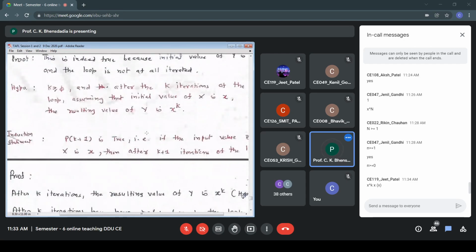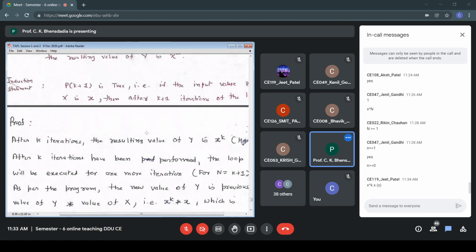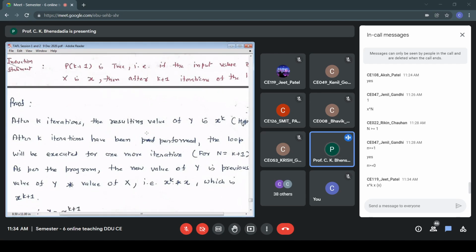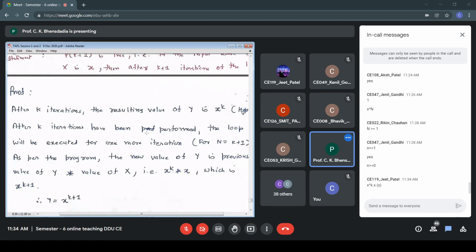That is, after k iterations, the resultant value of y is x to the power k. That is from the hypothesis. After k iterations have been performed, the loop will be executed for one more iteration, that is n equal to k plus 1. And as per the program, the new value of y is the previous value of y multiplied by the value of x. That is x to the power k multiplied by x, which is x to the power k plus 1. So this is my formal argument. That is, y equals x to the power k plus 1, which completes the proof.